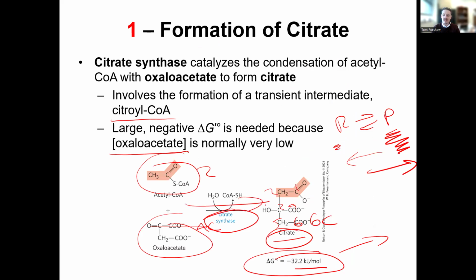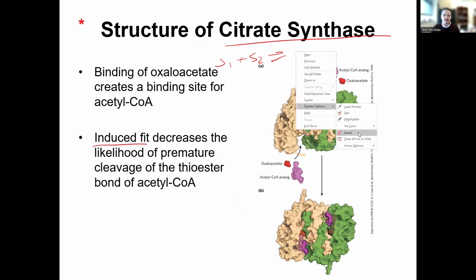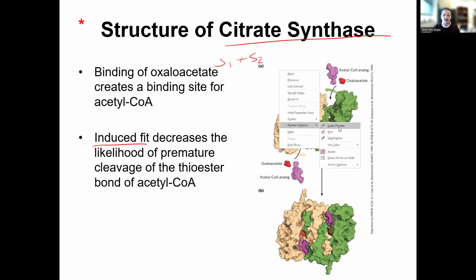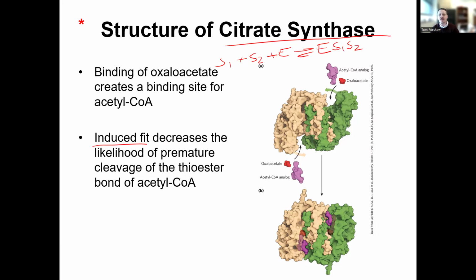Enzyme number 1 of the TCA cycle, citrate synthase. In that you have substrate 1 plus substrate 2, plus the enzyme, so can't forget the enzyme, come together to form the enzyme-substrate 1-substrate 2 complex, which is then going to react to give you the enzyme-product complex that is going to break apart to give you enzyme plus product. So that's really the reaction.